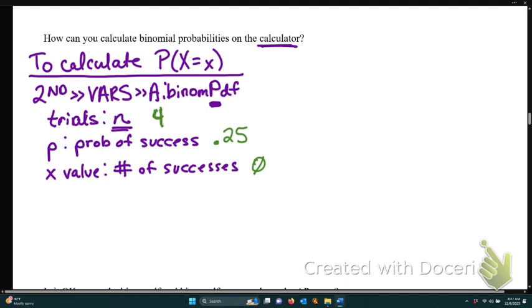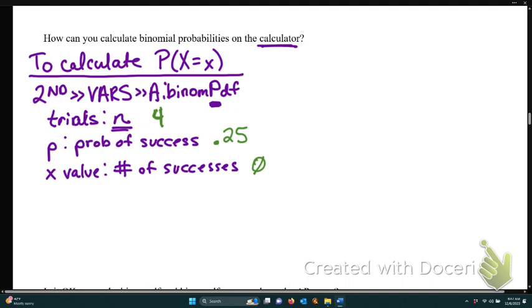Everybody do 4 for your trials, then P, and then number of successes. So 4, comma, 0.25, comma, 0. Is it the same number from yesterday? Yes. All right, just to get in the habit, here's what I want you to do.